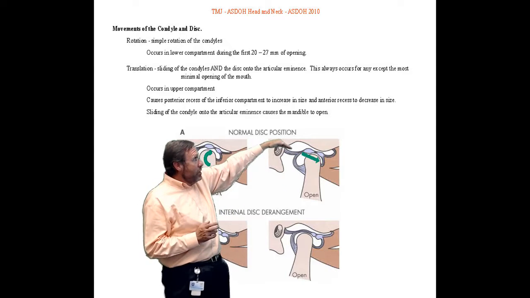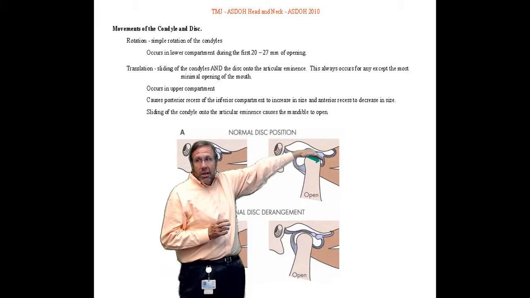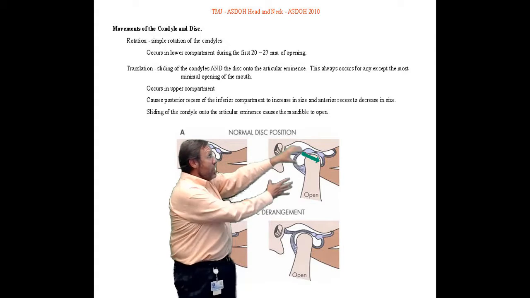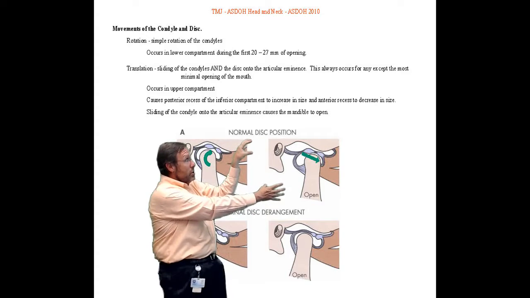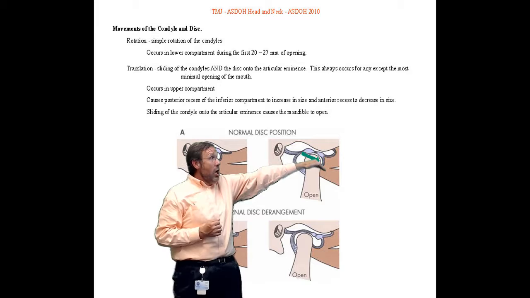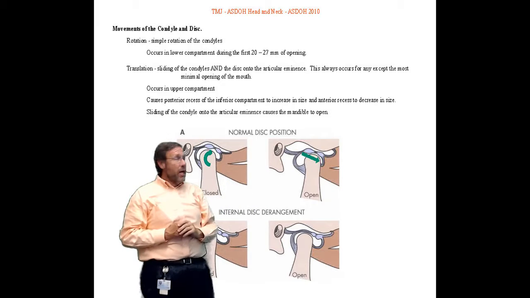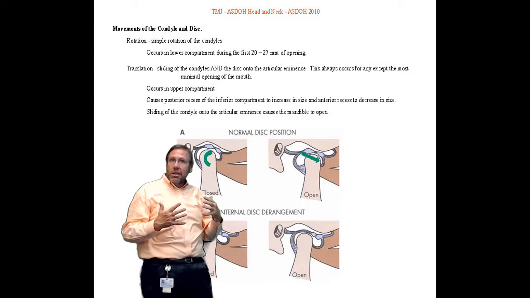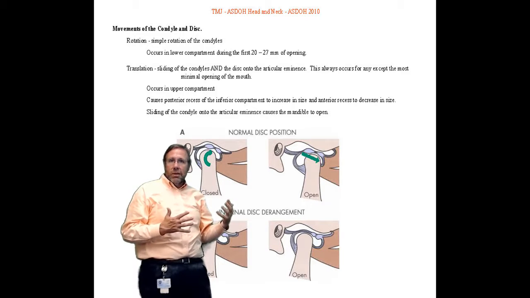So the sliding of the condyle down along the articular eminence like that brings the disc along with it, changes the shape of that anterior and posterior compartment, but it's not rotation in there, it's translation along the articular eminence, okay? And that occurs in the upper compartment, and that's the movement that occurs after the first 20 to 27 millimeters.